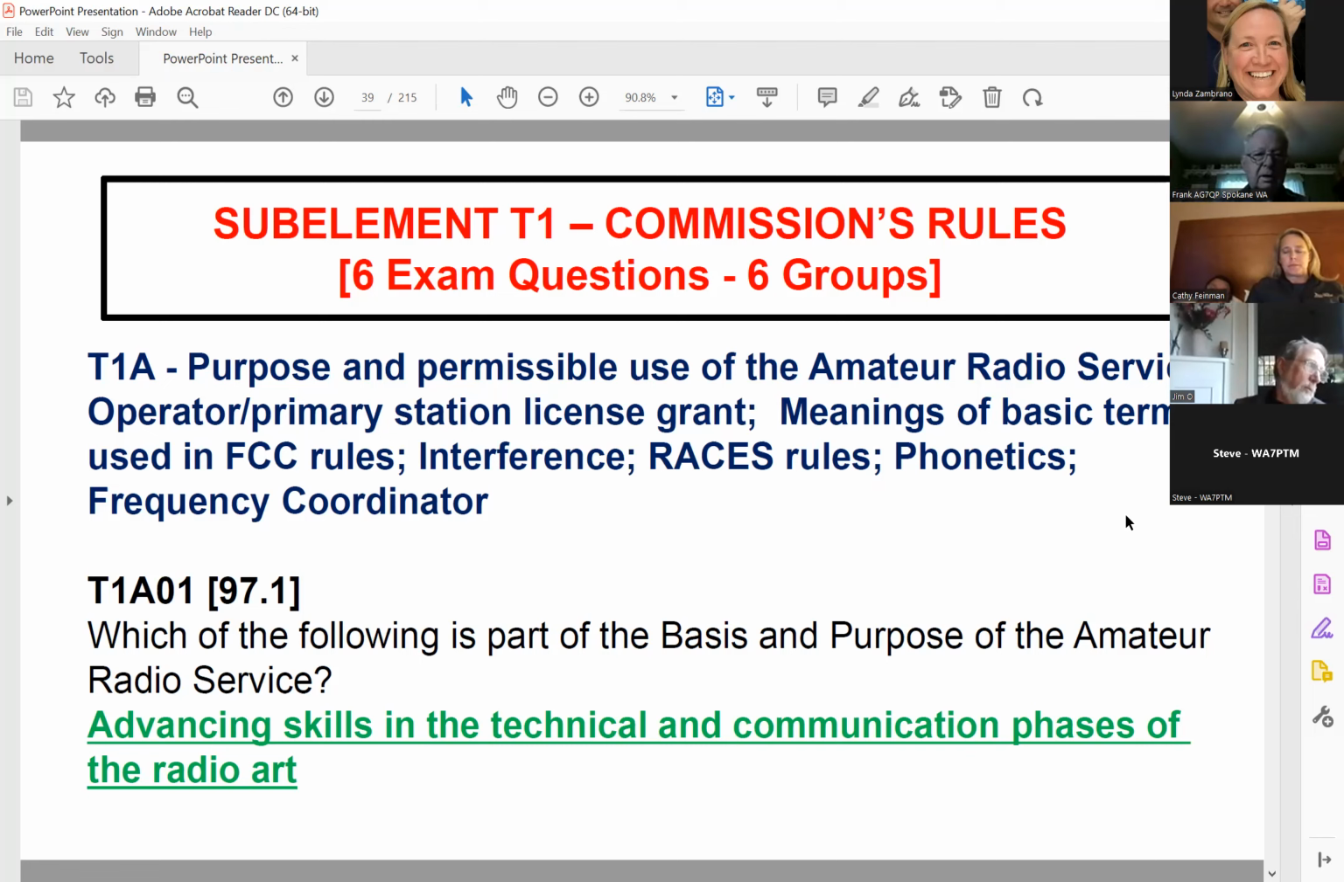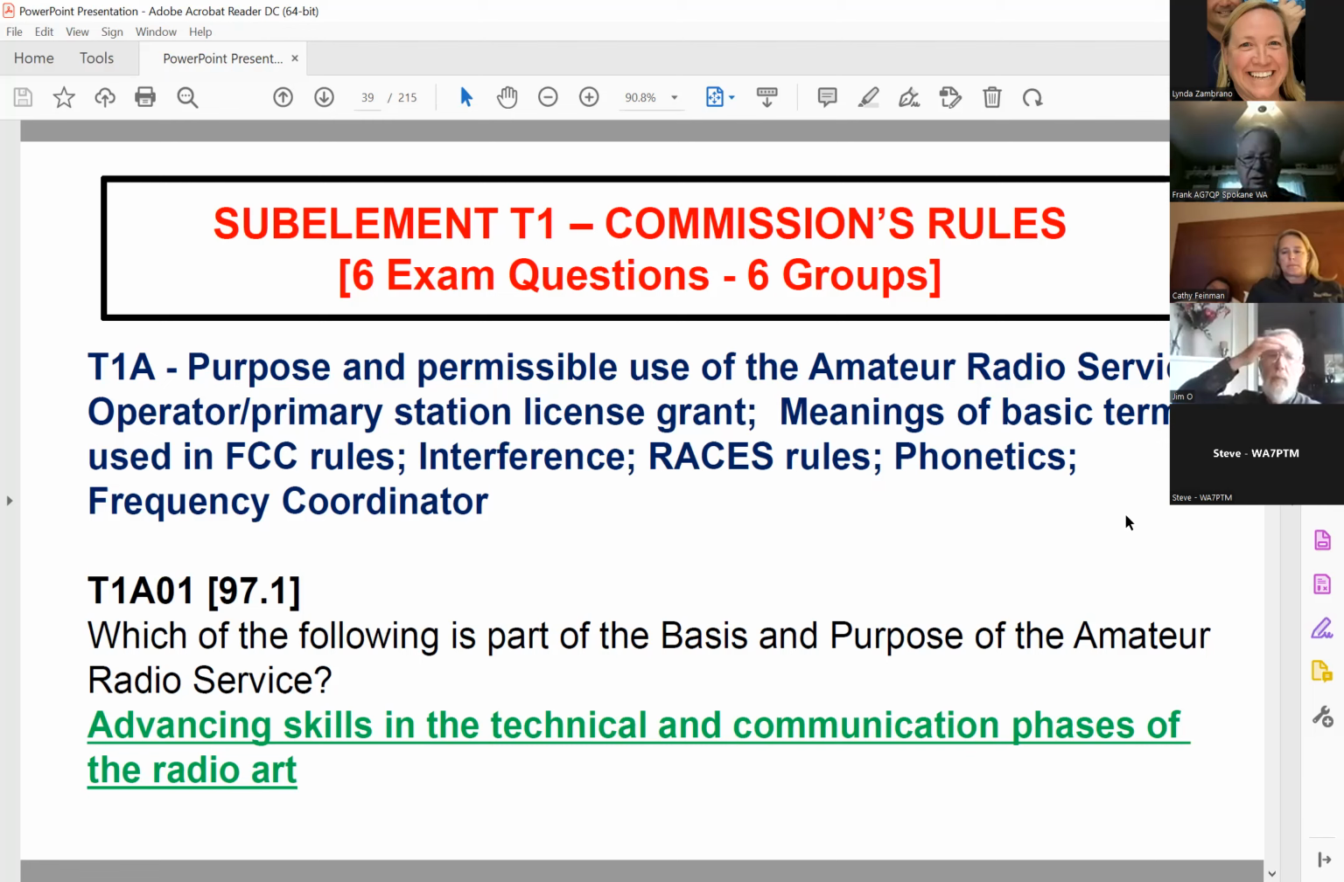For example, this one here, the very first one: which of the following is part of the basis and purpose of the amateur radio service? The right answer is advancing skills in the technical and communication phases of the radio art. That has always been the purpose. It goes back to when amateur radio first started.